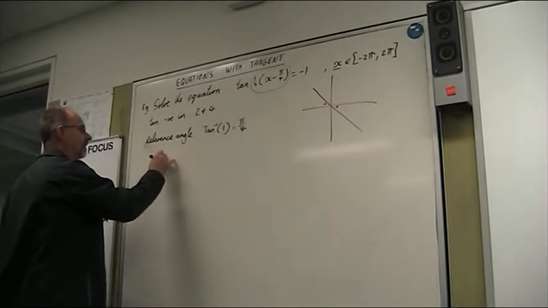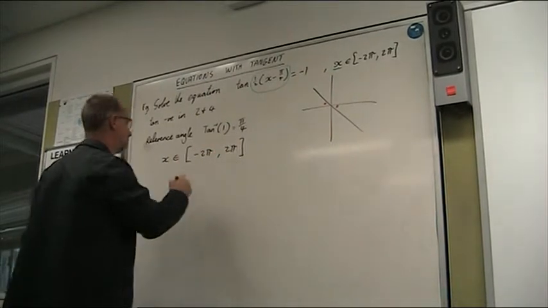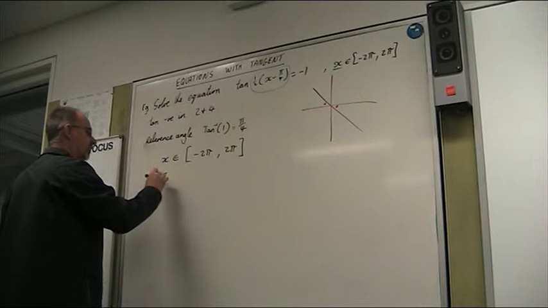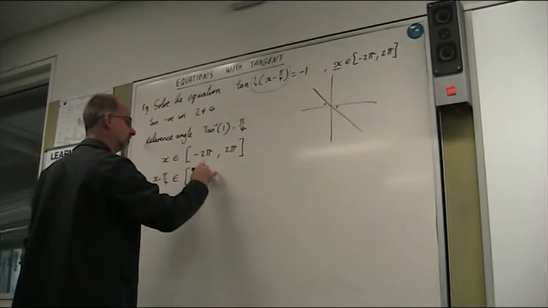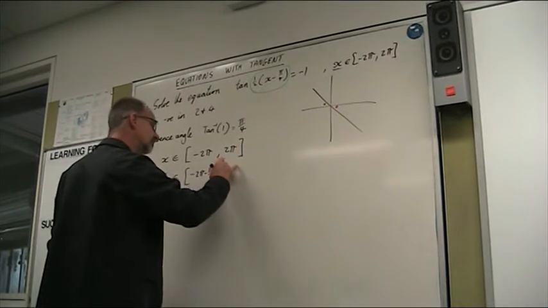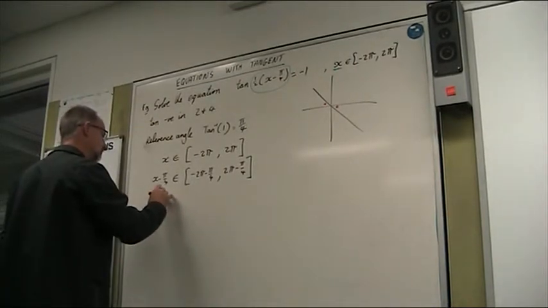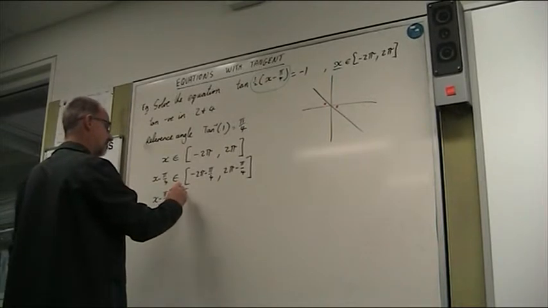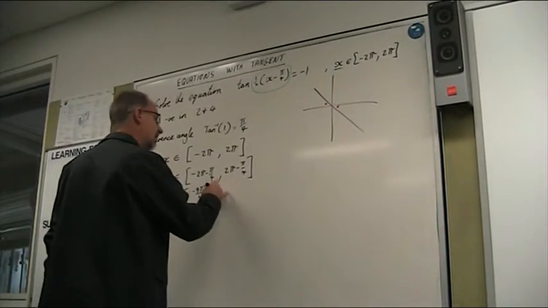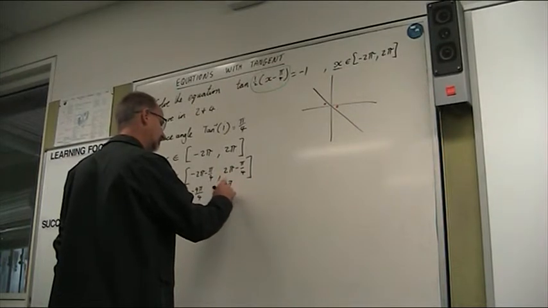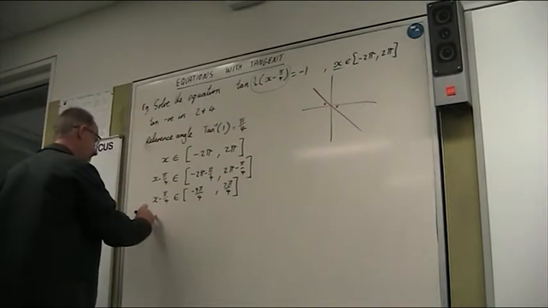So if we have x being an element of somewhere between negative 2 pi and 2 pi, then x minus pi on 4, we would take pi on 4 from that, which is minus 9 pi on 4 and 7 pi on 4. Alright, then we've got this half out the front, so we just multiply everything by half.